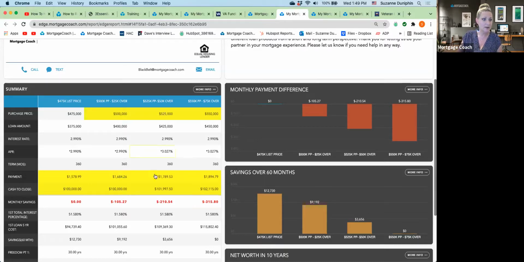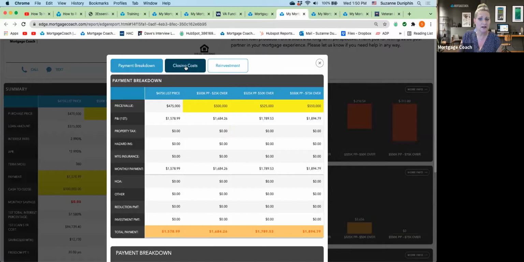Now, I want to show you too, the cash to close is a little bit higher. The monthly payment is a little bit higher, but at least you're preparing them to know what they have the ability to do. It helps the realtor know too, right? That the borrower's not just going out, throwing out offers when they haven't really looked at the numbers and prepared to be able to fulfill that particular offer. So I want you guys to take a look at the more info.